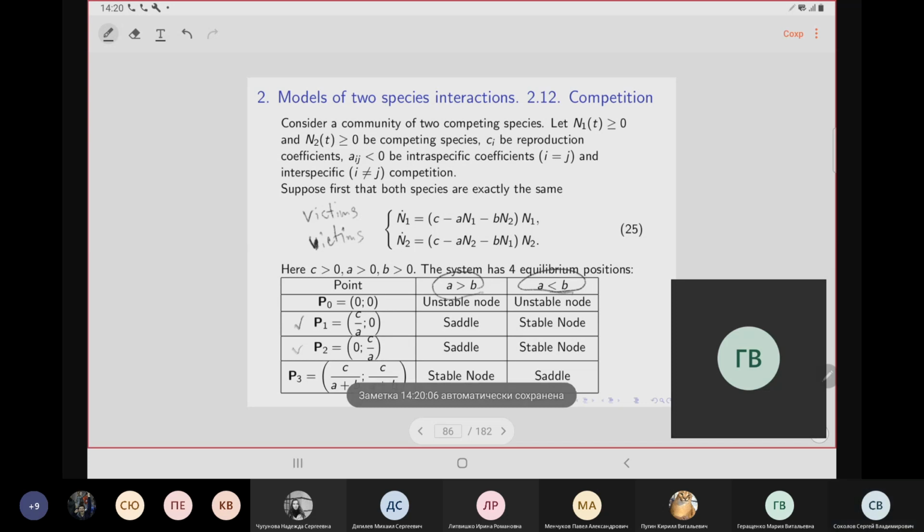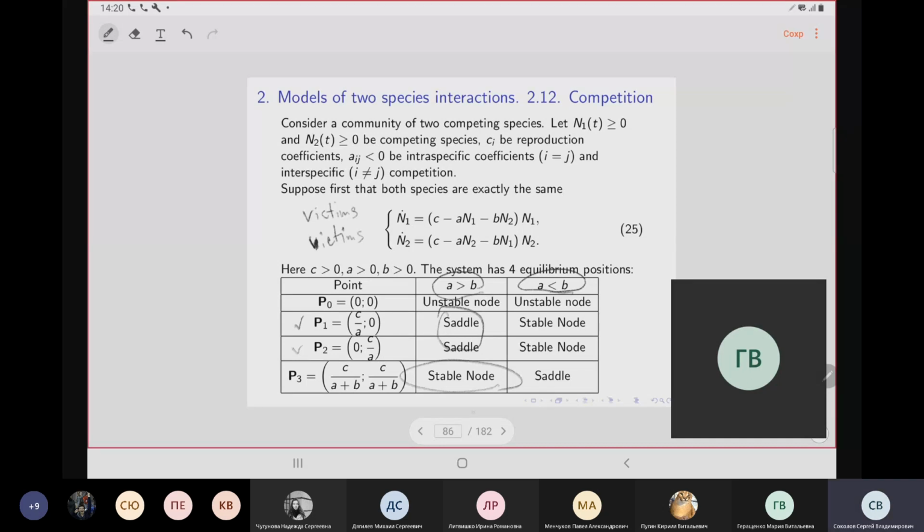So finally, the stability of all 4 points is determined by this table. Zero solution is always unstable, and points P1, P2, and P3 depend on the sign of A minus B. So in the first situation, the points P1 and P2 are unstable, and the non-trivial solution is stable.